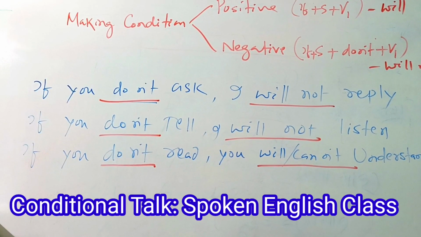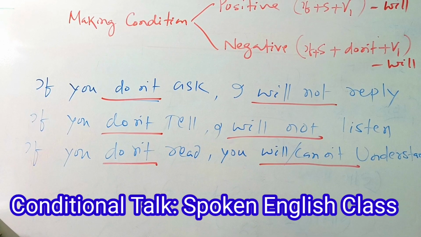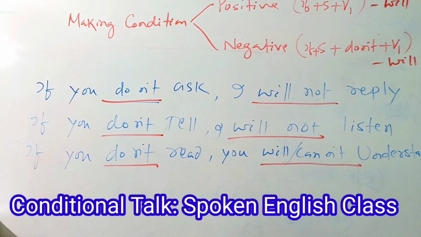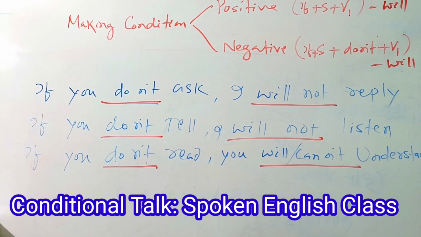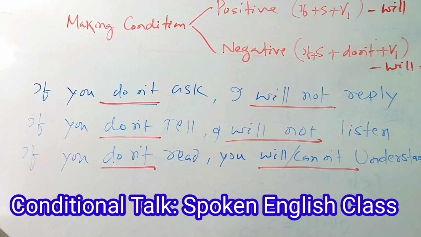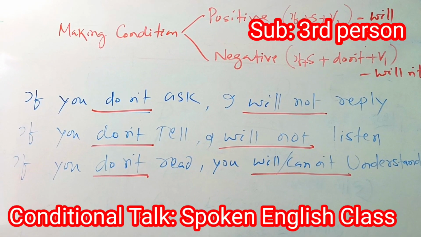For positive conditions, remove the do not, and remove the not from will not. For example, if you tell me, I will listen. If you ask me, I will reply. Okay, students, now ready for the demo, and we will have a real class.